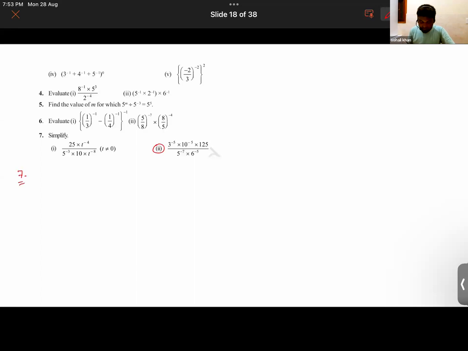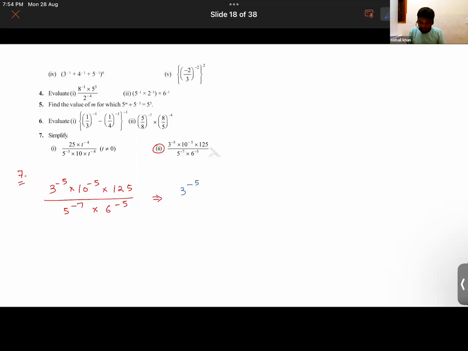So we are solving question number 2 of 7 question. Arhan, you have solved it very good. So it's 3 raised to the power -5 multiplied 10 raised to the power -5 multiplied 125 upon 5 raised to the power -7 multiplied 6 raised to the power -5. Now we can make slight changes in the given numbers here.